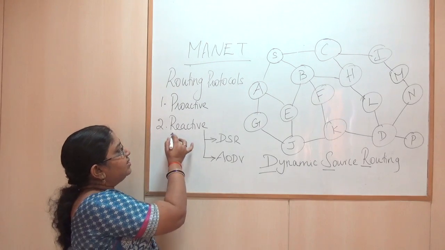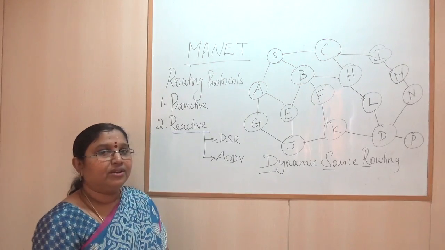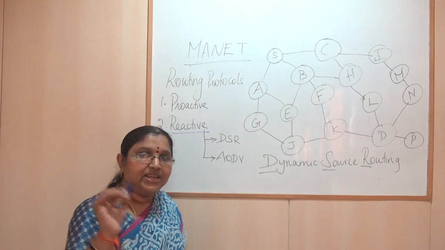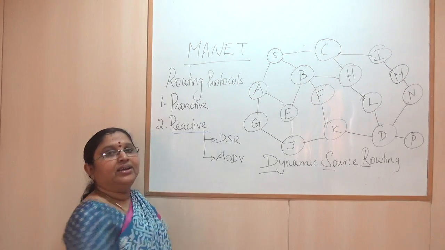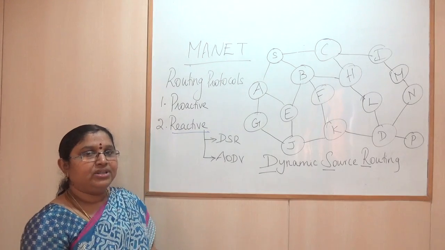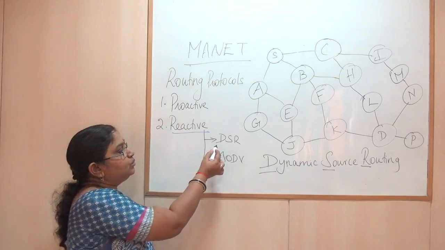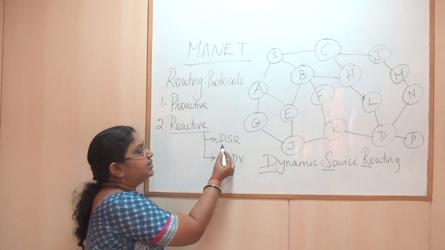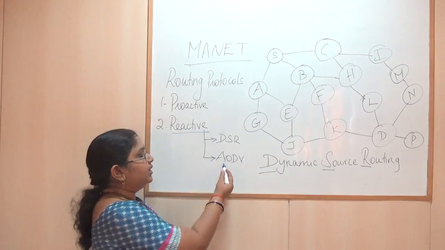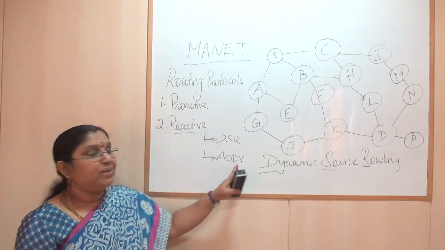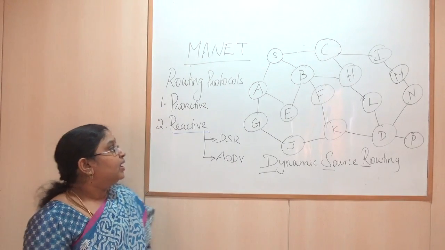The second category is reactive routing algorithms. Only when there is a need for data transfer do we go for route finding or route discovery. In this category, two major algorithms are there. One is DSR, the Dynamic Source Routing Protocol. Another one is AODV, the Ad Hoc On Demand Distance Vector Protocol.